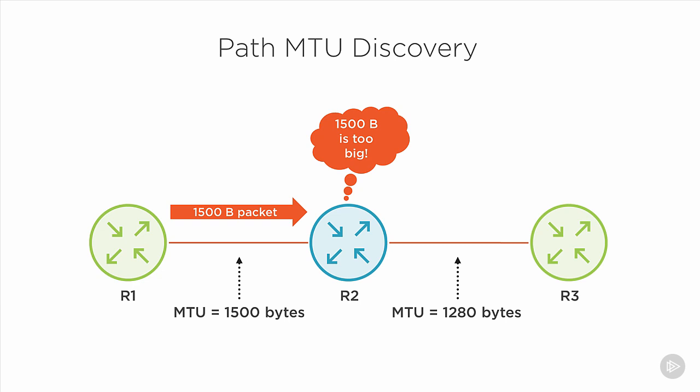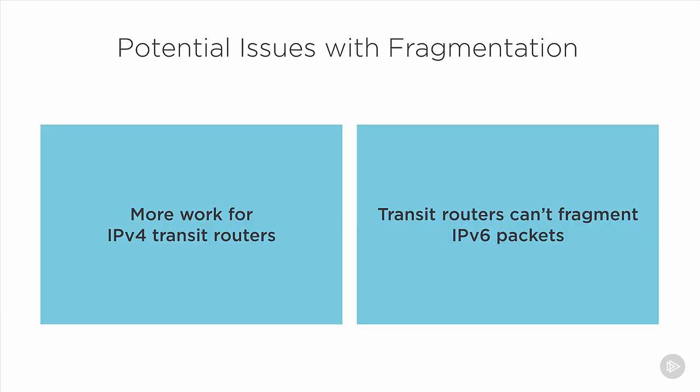So what happens? Well, if the packet in question here is an IPv4 packet, R2 will simply fragment the packet, split it up, and send it in two Ethernet frames to R3. No problem, right? Well, there are two potential issues with this configuration. The first issue is that the transit router, R2, now has to do extra work in fragmenting this packet. The second problem shows up if the packet being sent is IPv6. IPv6 packets are not fragmented in transit.